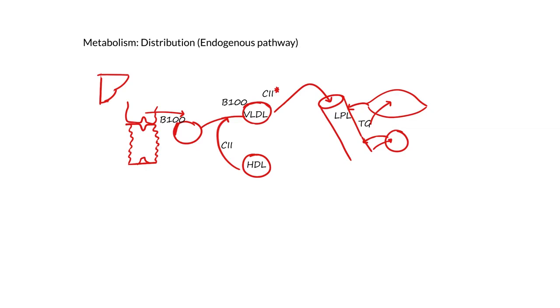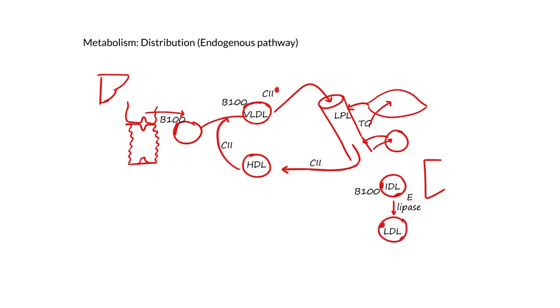Once it comes back out here, the C2 gets returned to the HDL, which now adds an E. So there's our constitutional B100, and there's our E protein. And the depletion of the triglycerides means that this is a much denser particle, so it is called an intermediate density lipoprotein. Back to the liver, this is now small enough to be inside the space of Disse, where the liver lipase now modifies it again, and that modification means it ends up as an LDL.